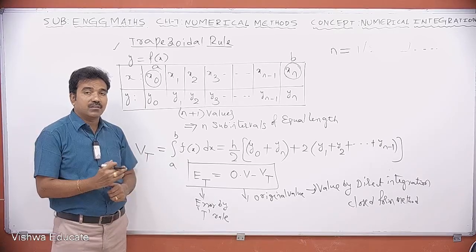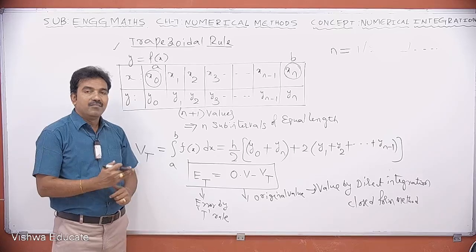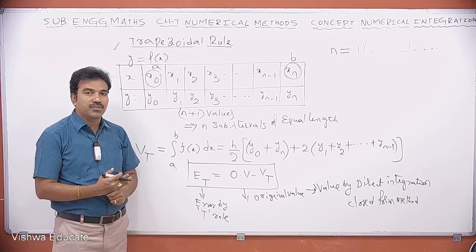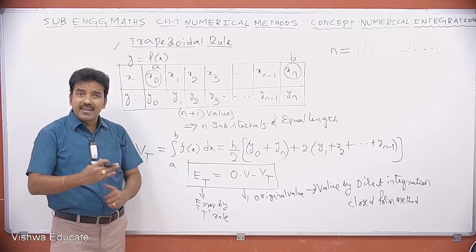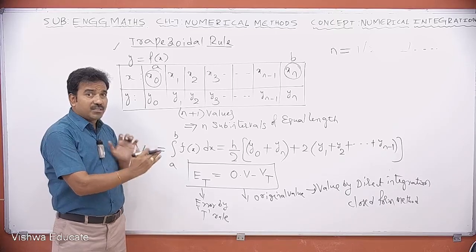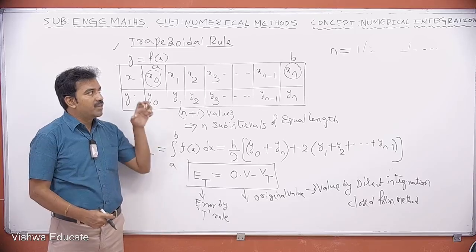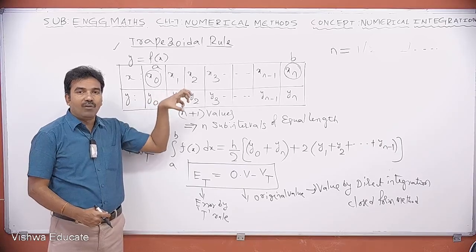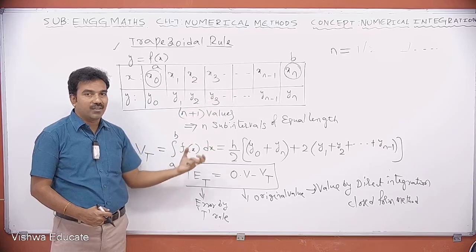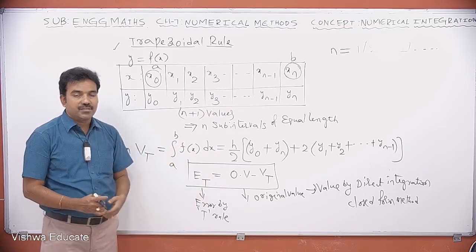For Simpson's 1/3 rule, it is multiples of 2. For Simpson's 3/8 rule, it is multiples of 3. Why is it like this? Let me give an explanation by taking different examples so that you can understand very easily. For the time being, try to remember that the value of n is multiples of 1 in case of the trapezoidal rule. Note this.